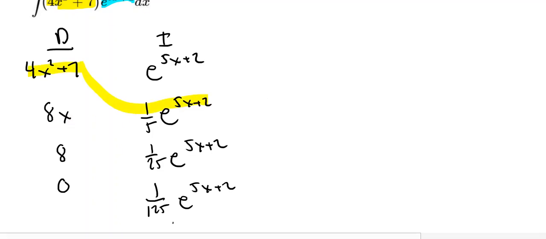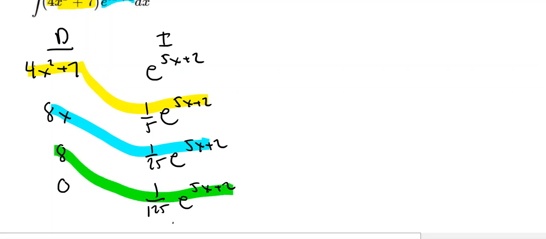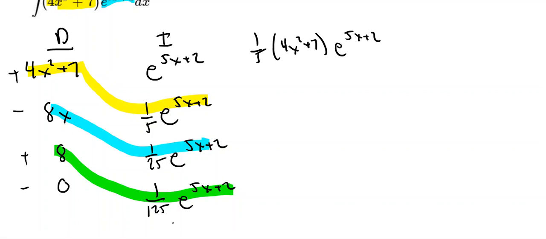And so let's do this. Make sure you're going down diagonally, not straight across. And also don't forget plus, minus, plus, minus. So it looks like we're going to have 1/5 times 4x squared plus 7 e to the 5x plus 2. That's the yellow part. I think I got it all in there.